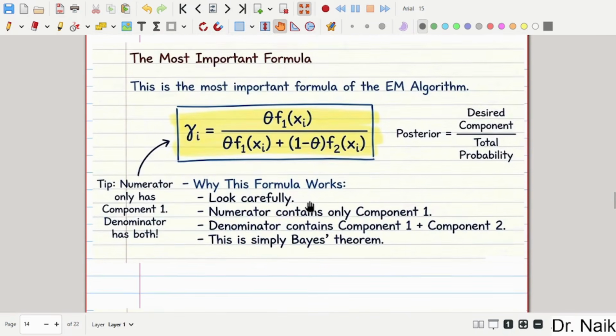The most important formula of the EM algorithm is gamma i equals theta times f1 of xi divided by theta times f1 of xi plus 1 minus theta times f2 of xi. That is, posterior is equal to desired component divided by total probability. Now look carefully. The numerator contains only one component, but the denominator contains both components.